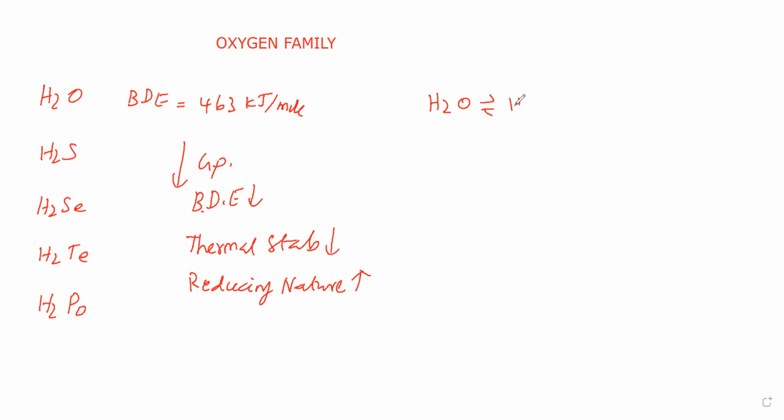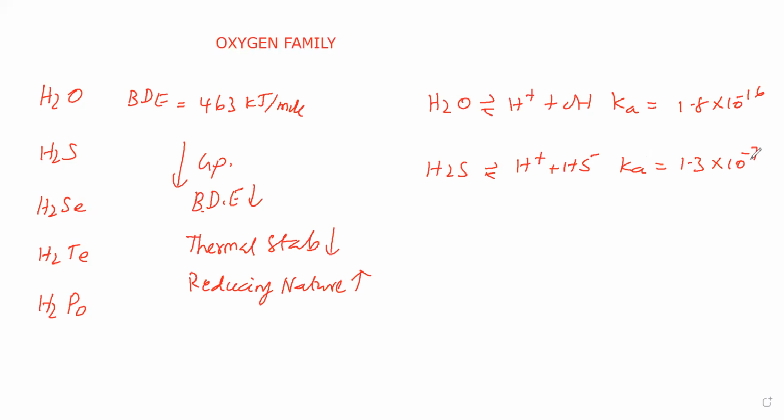Water dissociates to give H plus and OH minus. For this, the acid dissociation constant is 1.8 into 10 to the power of minus 16. Then H2S dissociates to give H plus and HS minus. For this, the dissociation constant is 1.3 into 10 to the power of minus 7. For H2Se, the acid dissociation constant is 1.3 into 10 to the power of minus 4. For H2Te, the acid dissociation constant is 2.3 into 10 to the power of minus 3.